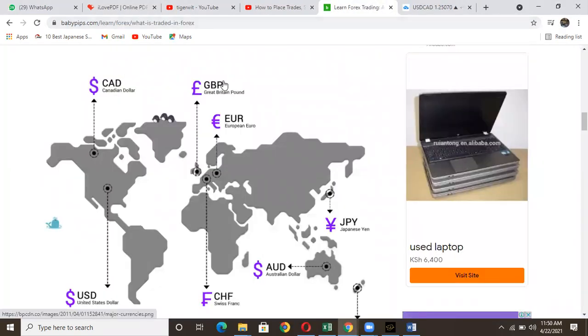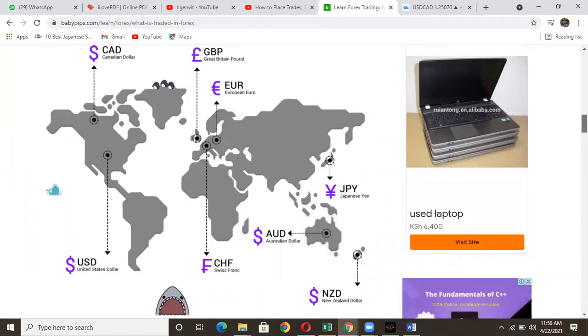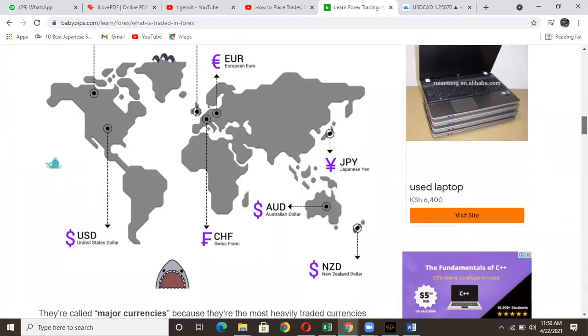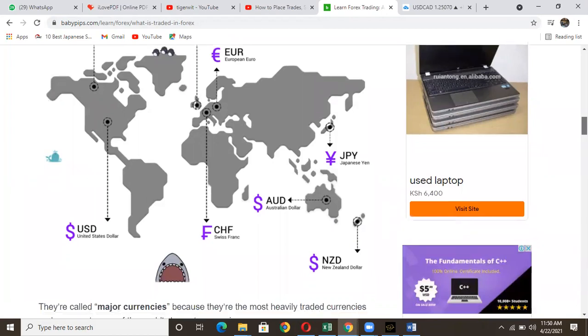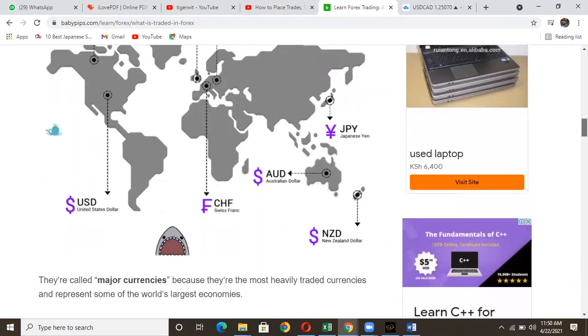So this is CAD. Then we also have the Great Britain pound, or the GBP. Then we also have the euro. So the euro, I really love it because I'm always following mostly the EUR/USD. It's one of the most volatile, the most traded pair in the markets. Then we have JPY, Japanese yen. We have NZD, that's New Zealand dollar. We have AUD, that's the Australian dollar. Then we have the Swiss franc. Then we also have United States dollar.